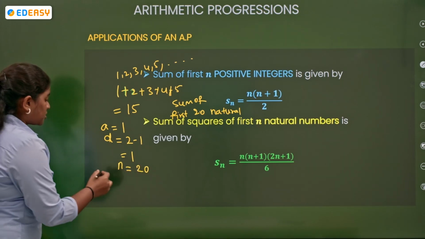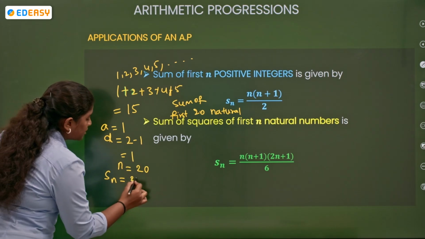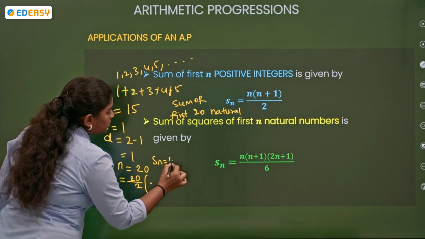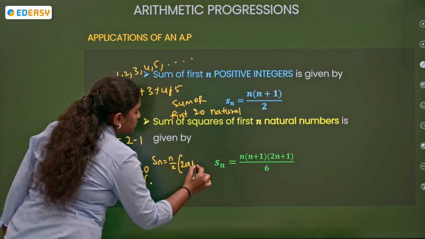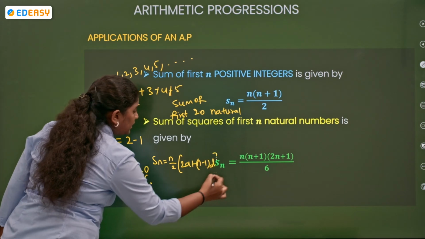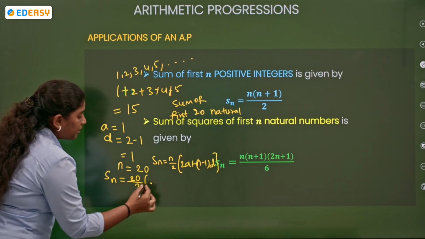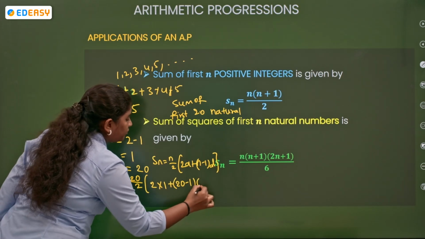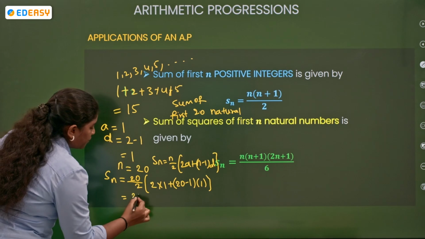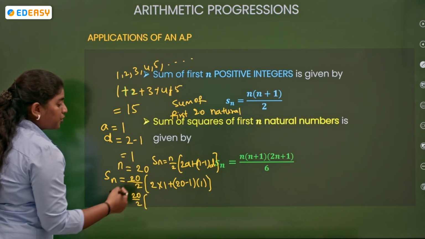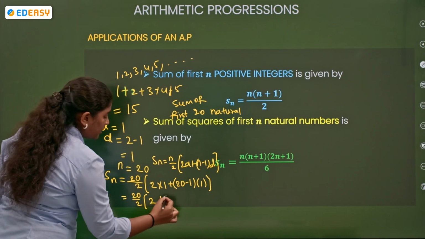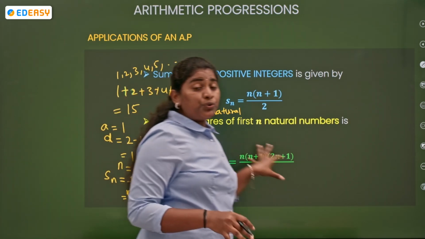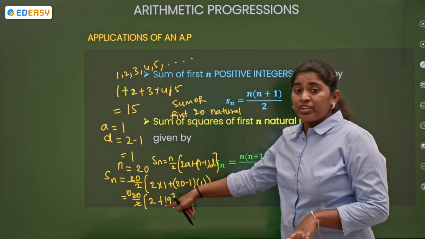Now place that. Sn will be given by n by 2, that is 20 by 2, into, what is your A value? The formula is Sn equals n by 2 into 2A plus n minus 1 into D. Clear? Now Sn equals 20 by 2 into 2 into 1 plus 20 minus 1 into D, and the D value is 1. Now 20 by 2 into 2 into 1, 2, plus 20 minus 1, 19. So this is your 10. Clear? So we need to do that much calculation if we are using the Sn formula.